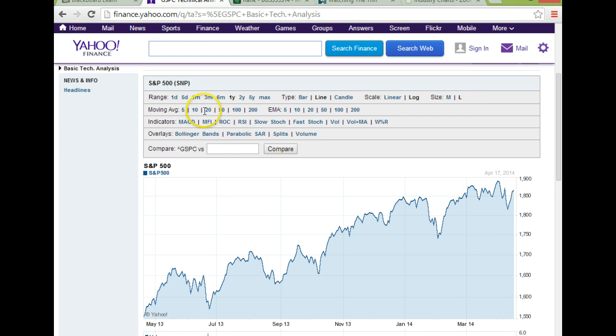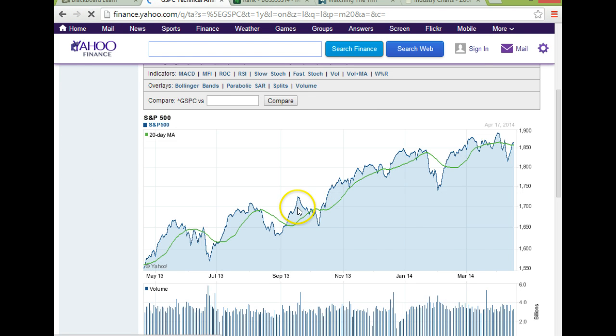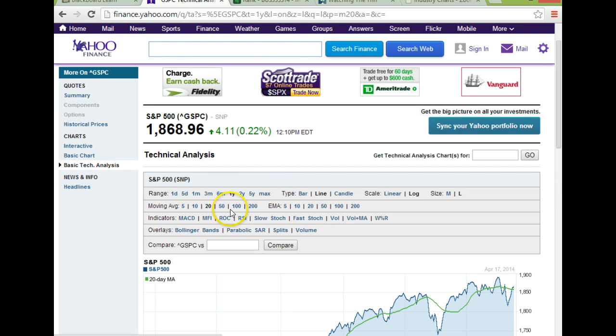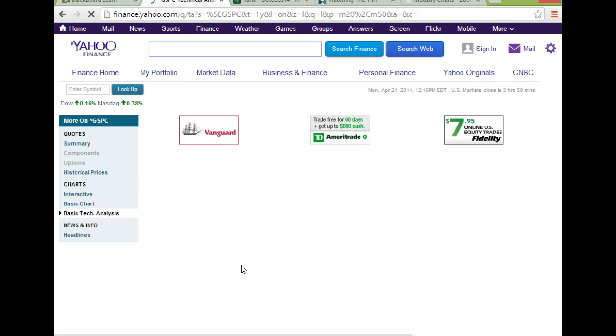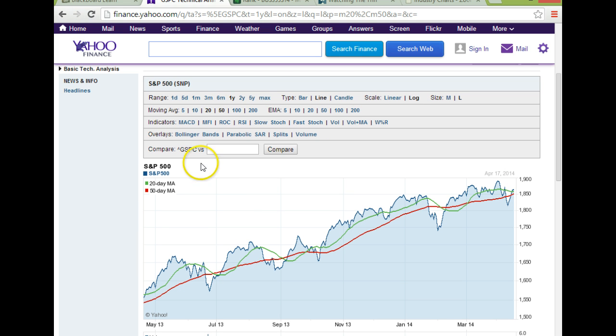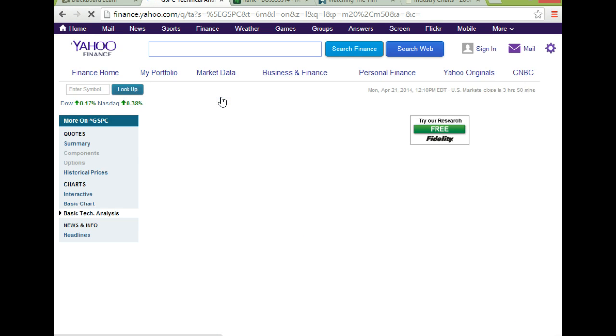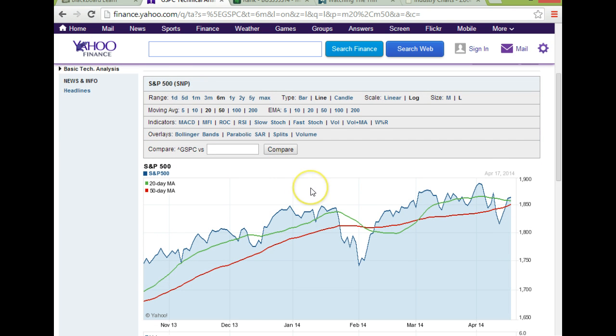So let's put in a 20-day, and the 20-day is going to form our resistance level, and then the 50-day will be our support. Okay. So let's narrow this down to 6 months. Okay. So here, this is what we like to see: the stock price.